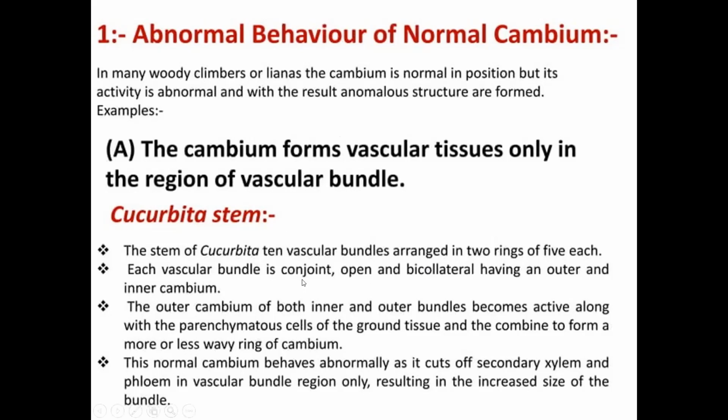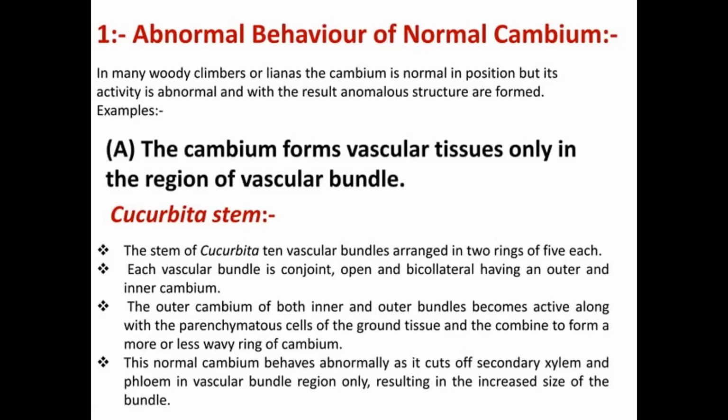Each vascular bundle is conjoined, open and bicollateral, because in the cucurbitaceae family bicollateral vascular bundles are present. This is a special character seen in cucurbita. Bicollateral, having an outer and inner cambium. So the outer cambium of both inner and outer bundles becomes active along with the parenchymatous cells of the ground tissue and combine to form the more or less wavy ring of cambium. So that is the outer cambium, and they form the ring-like structure.